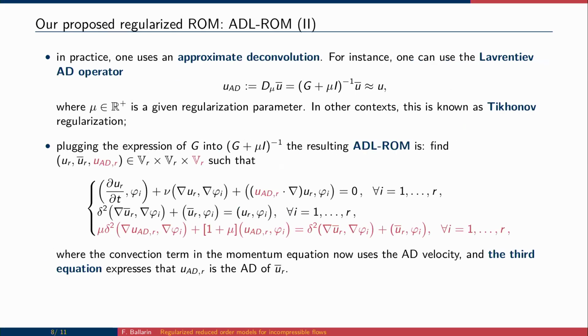So in terms of this approximate deconvolution, one simple idea is to use a Tikhonov regularization. So rather than inverting G, you invert G plus mu I and get out of this an approximately deconvolved velocity, UAD. If you plug all this into the Navier-Stokes equations, you get a system with 3 equations, where the third equation is how to compute approximately the deconvolved velocity out of the filtered velocity.